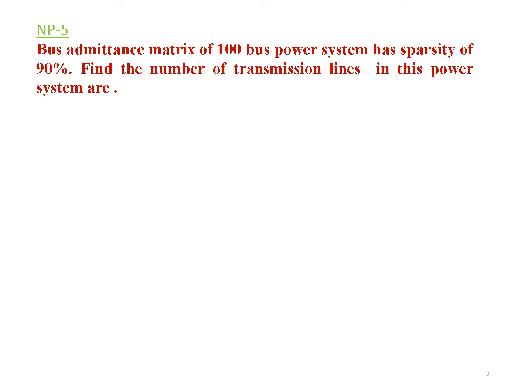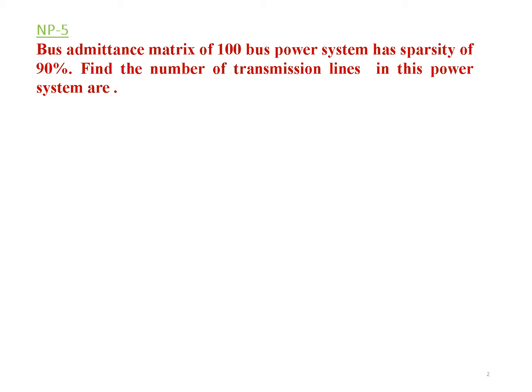This is the problem statement. Bus admittance matrix of 100 bus power system has sparsity of 90%. You have to find out the number of transmission lines in this power system. So before discussing this problem, first we should know how we will identify the number of transmission lines present in this type of problem.